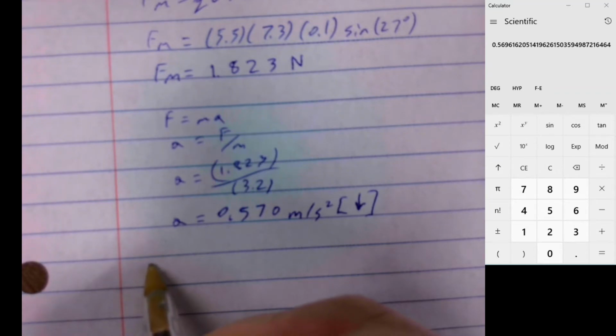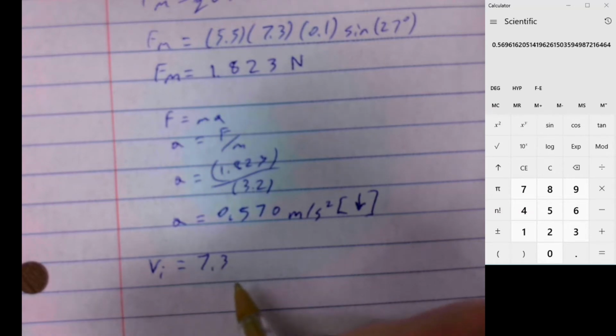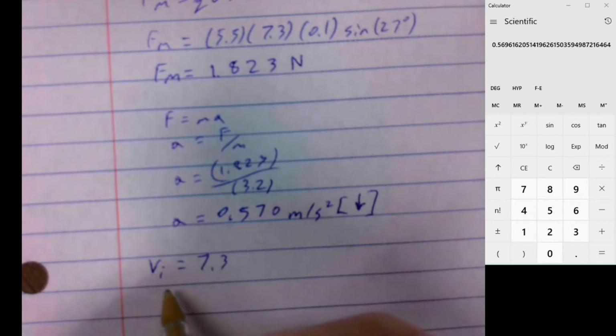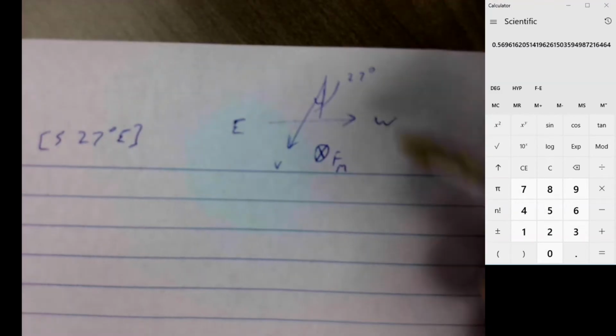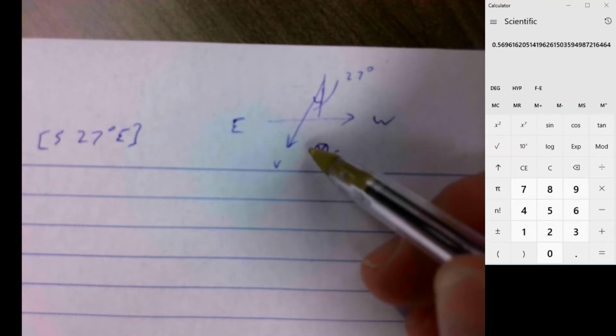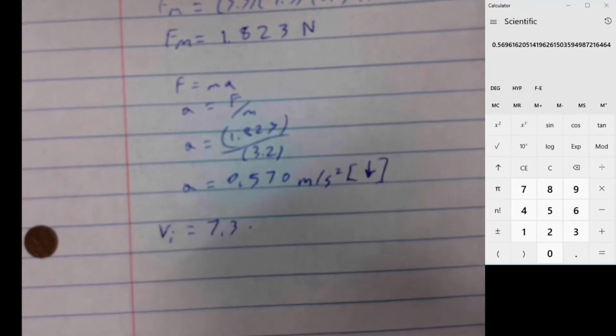So in this case, we're looking at a kinematics problem where we have an initial velocity of 7.3. Actually, this is a rather simple problem because the initial velocity is equal to the final velocity. So we just have a velocity of 7.3 times the, we're going in the south direction. So looking back over here, the south direction would be the cosine of that 27.